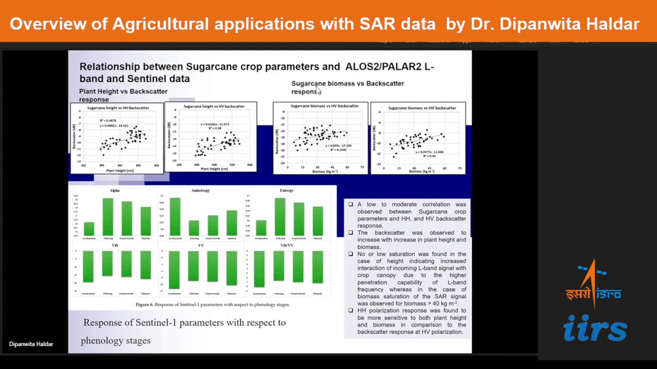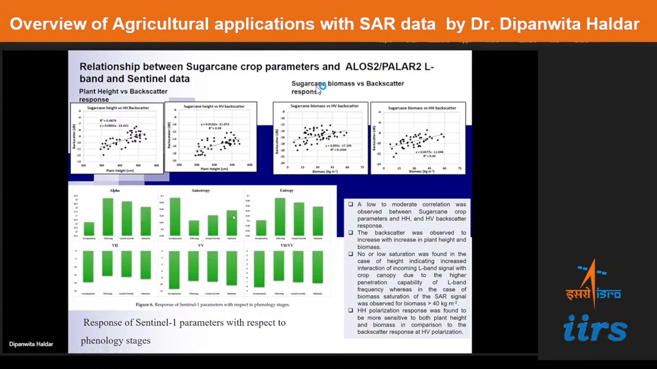Now, another important crop is sugarcane. This is a high biomass crop, so C-band data sometimes is not sufficient to monitor till the end of the crop stage, till the grand growth and maturity stage. So a combination of Sentinel C-band and ALOS PALSAR L-band data has been used to monitor this crop, where you can see the response of these various polarimetric parameters across the various stages like germination, tillering, grand growth and maturity, and a good sensitivity has been observed. There is a moderate sensitivity in C-band, which was improved when we used the L-band data.